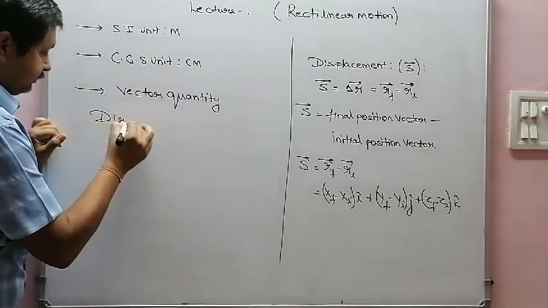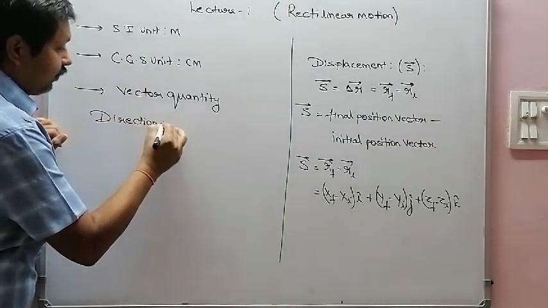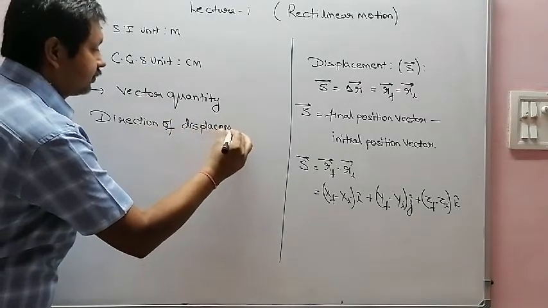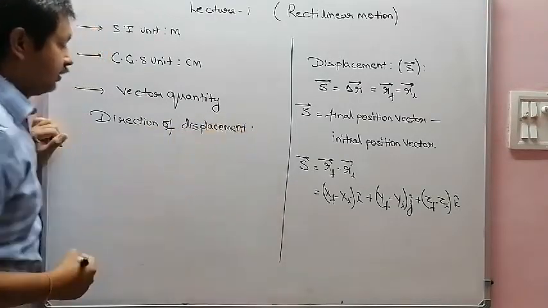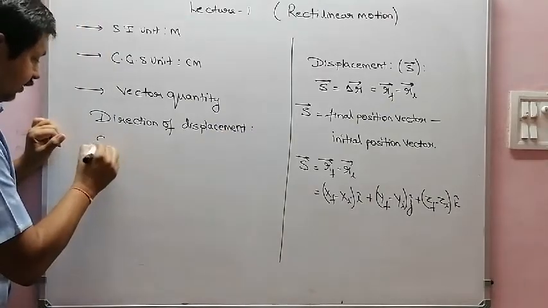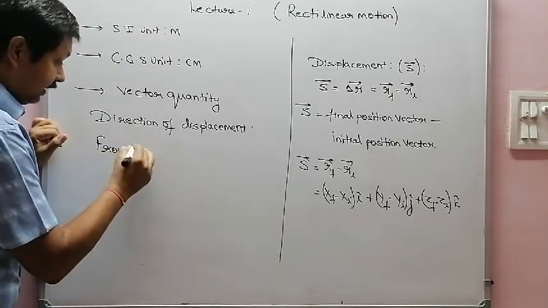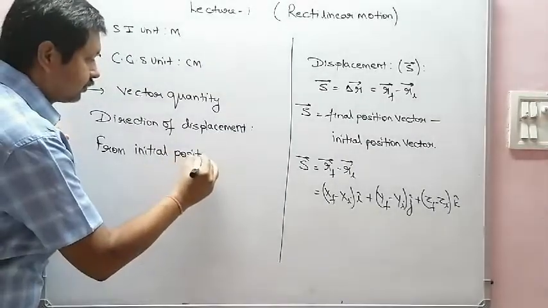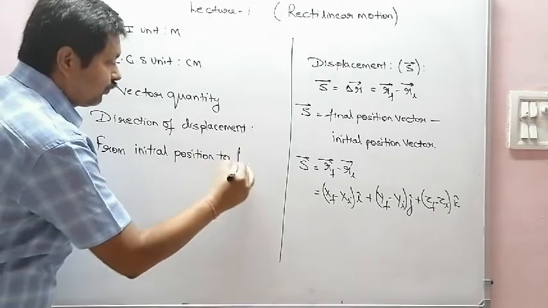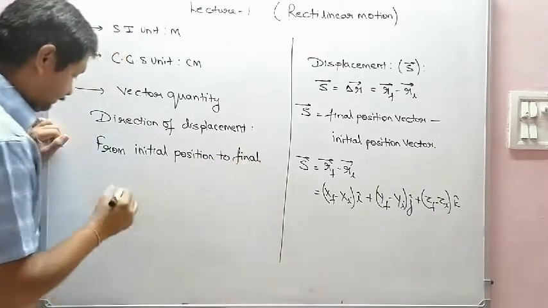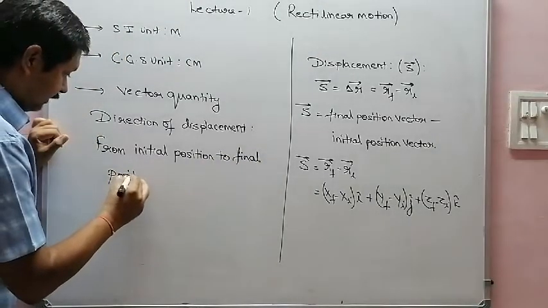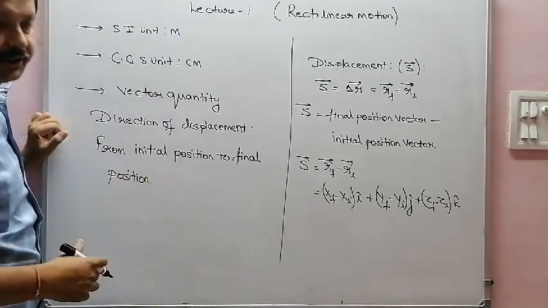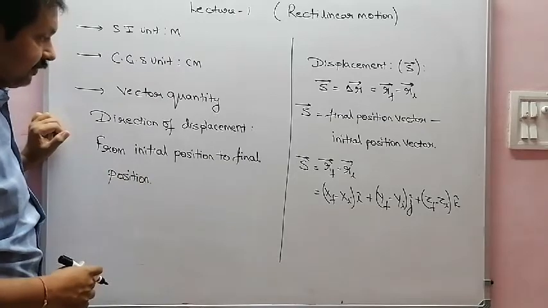So direction of displacement. The direction of displacement is from initial position to final position. Initial position पर खड़े होके जब हम final position देखेंगे, that will be the direction of displacement.